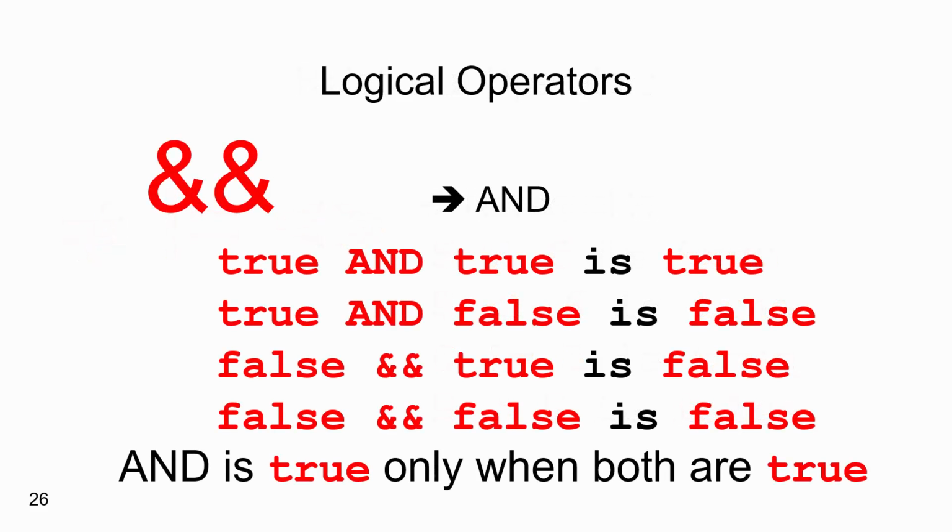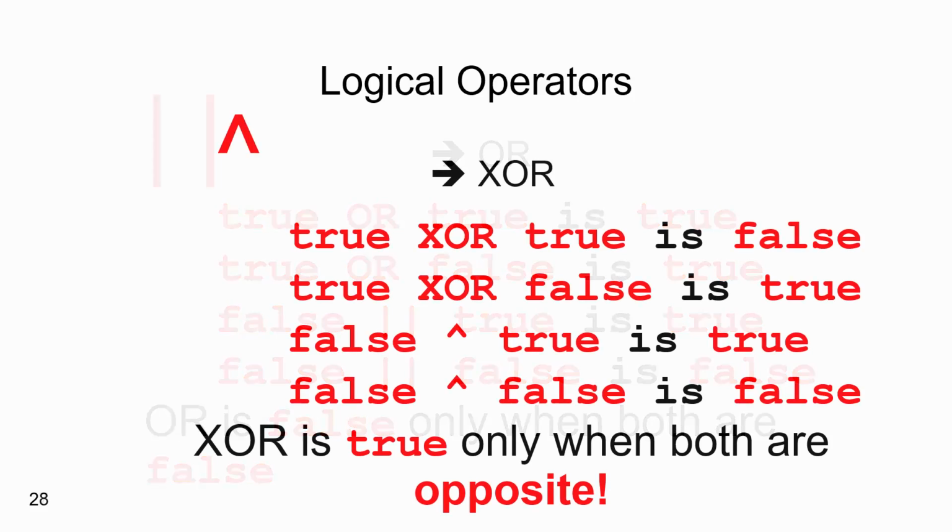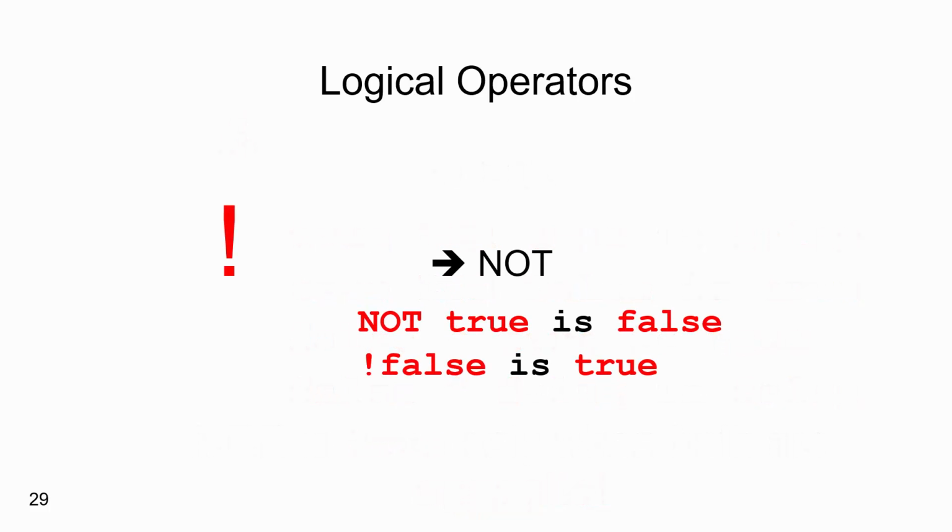The logical operators are important as well, especially when more complex logic statements need to be expressed. The AND operator uses the double ampersand symbol in most languages and is true only when both operands are true, false otherwise. The OR operator uses the double pipe symbol and is true in all instances except when both operands are false. The XOR operator is only true when the operand values are opposite, true and false, or false and true. XOR means exclusively OR. The NOT operator simply reverses the state of the operand. Not true is false. Not false is true.